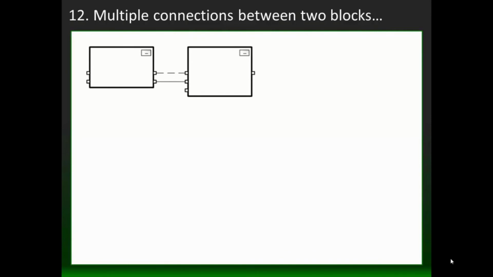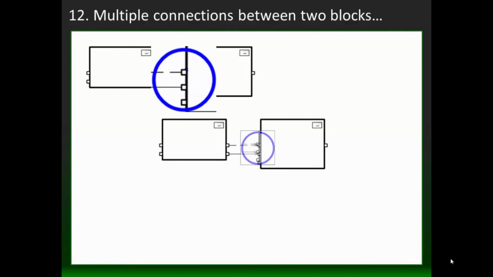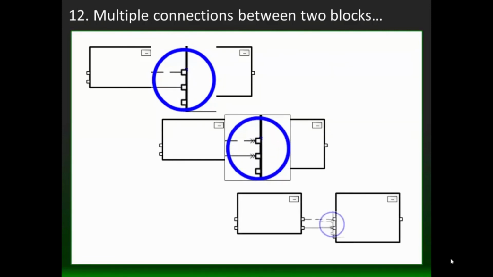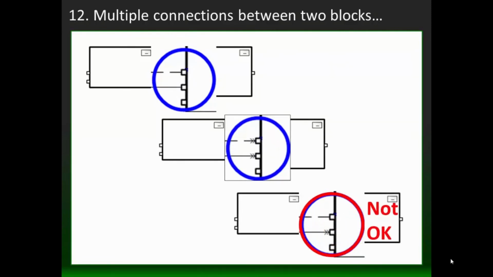Multiple connections between 2 blocks. This is okay. This is okay where both are assumed, and this is not okay. This is confusing to the controller. So if you find yourself in a situation where you need to resolve a loop, or you need to specify which block to execute first, and you have 2 inputs to the same block, they either both have to be specified or unspecified.